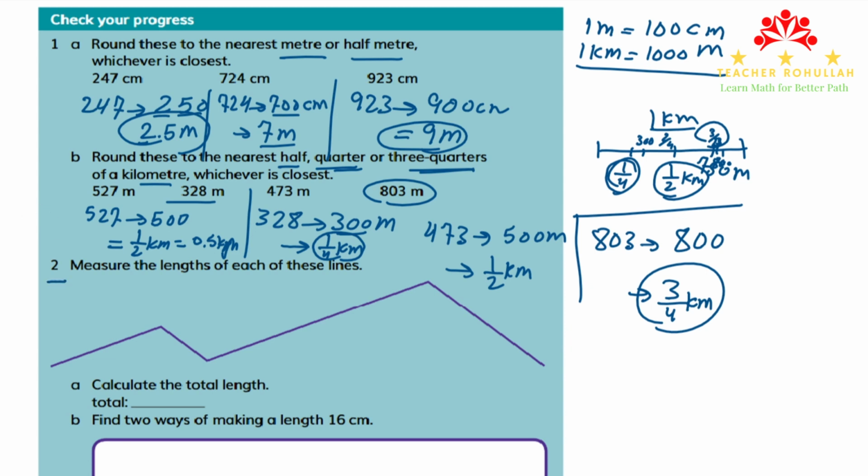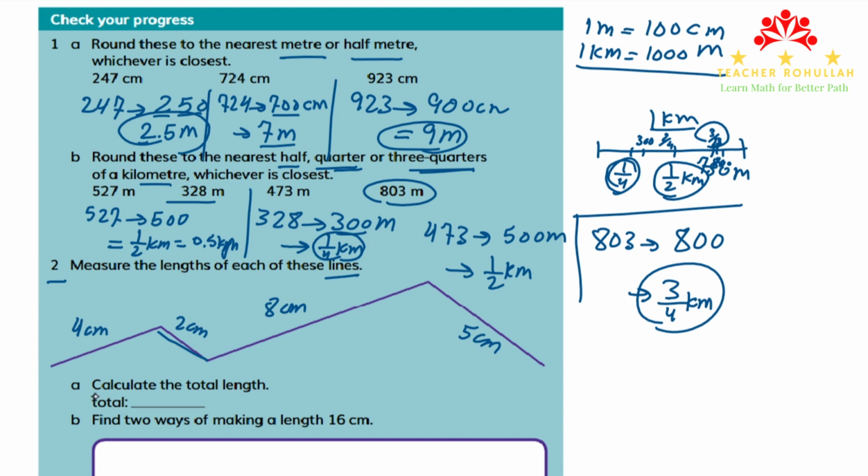In question number 2, it says, measure the lengths of each of these lines. I cannot measure here because I don't have the tool, but I measured in the book. As I measured, this one is 4 centimeter, and this one is 2 centimeter, and the longest one here is 8 centimeter. The last one is 5 centimeter.